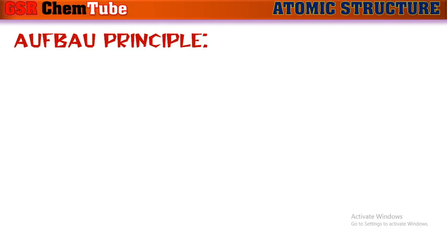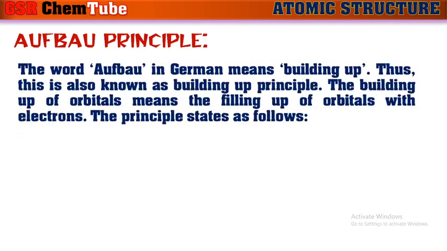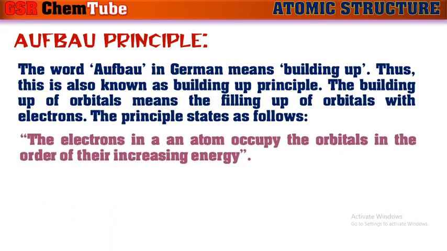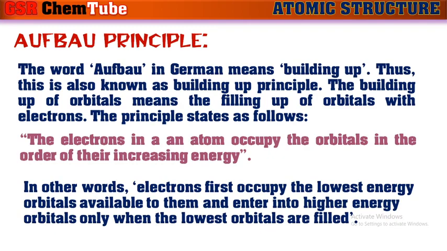First, Aufbau Principle. Aufbau is a German word which means building up. Thus, this rule is also known as building up rule or building up principle. The building up of orbitals means the filling up of orbitals with electrons. So, this principle states that the electrons in an atom occupy the orbitals in the order of their increasing energy. In other words, electrons first occupy the lowest energy orbitals available to them and then enter into higher energy orbitals only when the lower energy orbitals are completely filled.